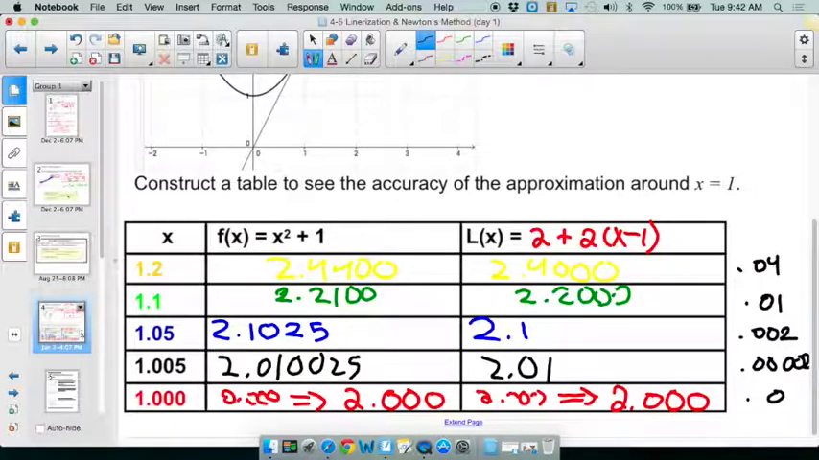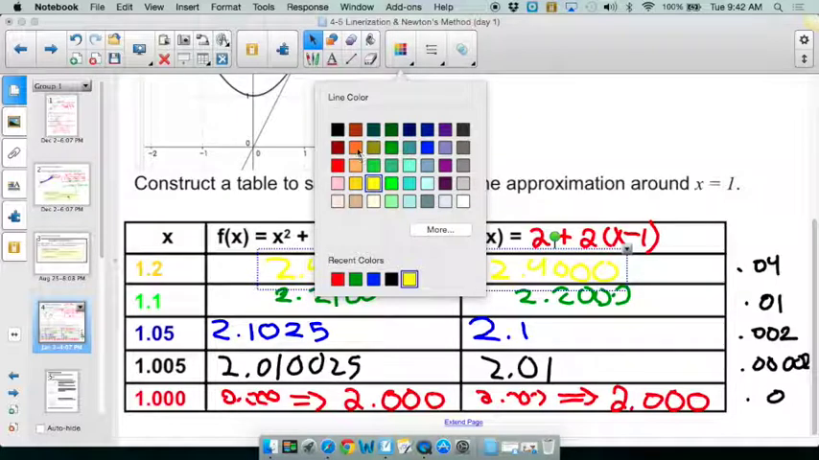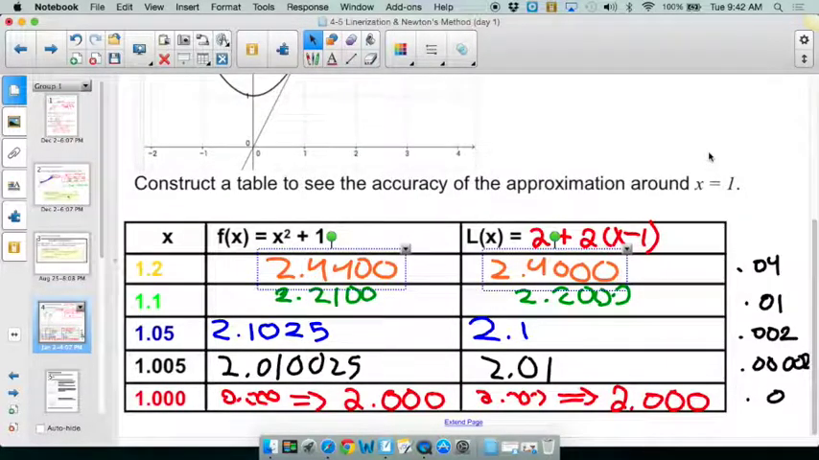The yellow says 2.4400, and then 2.4000. Should have picked a different color. Let me just go orange on you there. A little better. Okay. So we see that gap disappear.